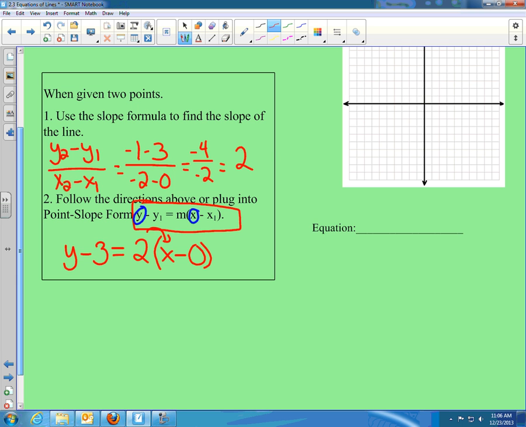So we're going to distribute. We still have y minus 3. Now we have 2x minus, well, 2 times 0 turns into 0, so we don't need to worry about that. So let's add 3 to both sides. So we get y equals 2x plus 3. So there's our equation, y equals 2x plus 3. Now we could have chosen our other point, negative 2, negative 1 to plug in, and we would have ended up with the same equation.